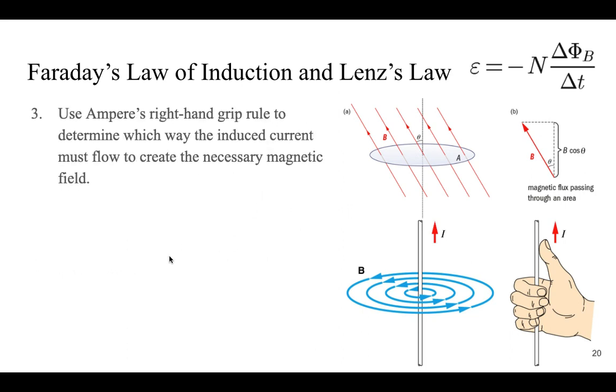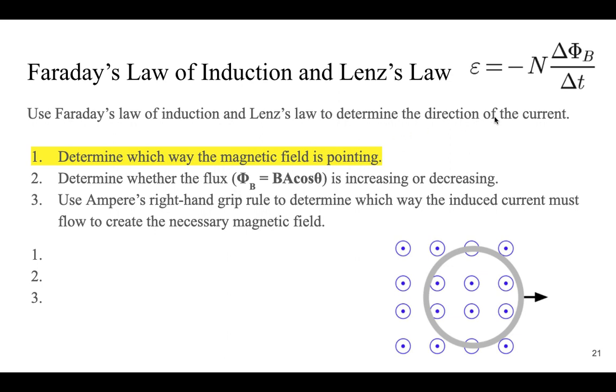So yeah, the last part of this is you have to use Ampere's right-hand grip rule to determine which way the induced current must flow to create the necessary magnetic field. So I'm imagining if you're hearing all this for the first time, it sounds very complicated. Fortunately, I have slides. So we'll go through a couple of examples where we do this.